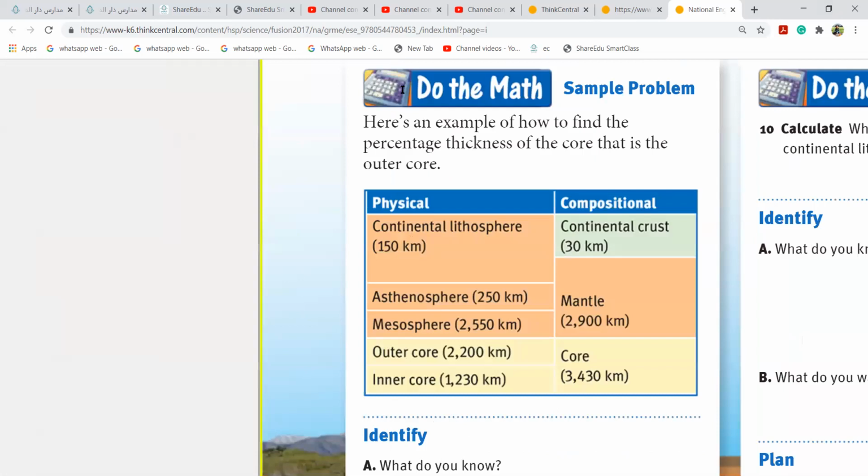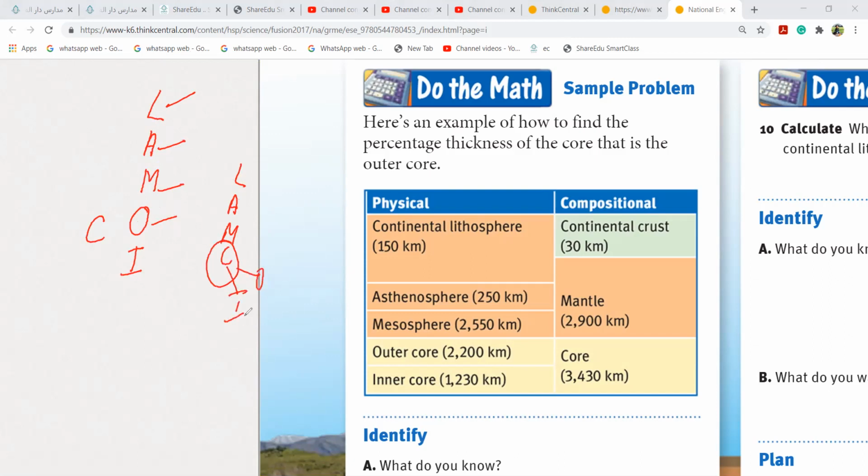What did I ask you to remember yesterday? The sequence. First it is L. I told you to remember the word LAMP. L, A, M, and instead of P, it's O. L is lithosphere, A is asthenosphere, M is mesosphere, and O is outer core, and then inner core. So it is like LAMP, and you know that the core is outer and inner core.